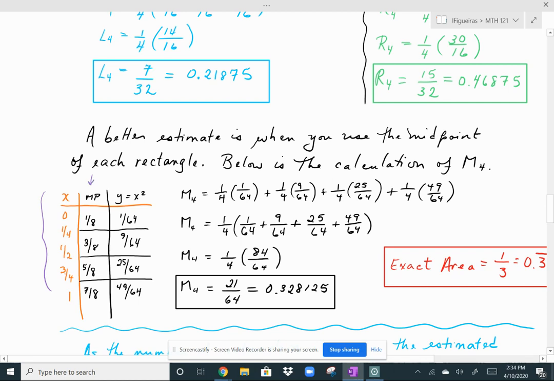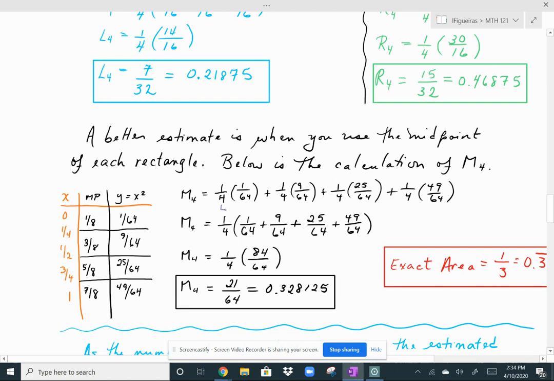So those are the numbers I just mentioned, 1/8, 3/8, 5/8, 7/8. The height is what you see here in the third column. You take 1/8, plug it into x squared, and you get 1 over 64, all the way to 7/8. Square it, you get 49 over 64. All right, so when we calculate m sub 4, it's exactly what you see here.